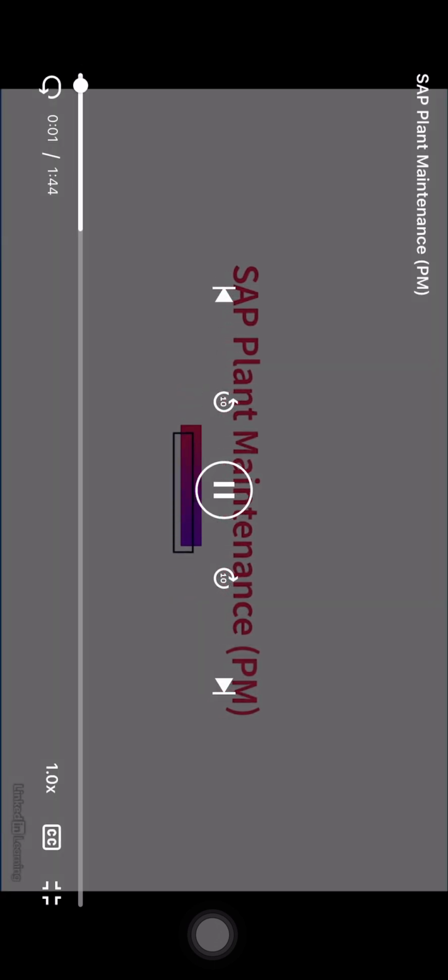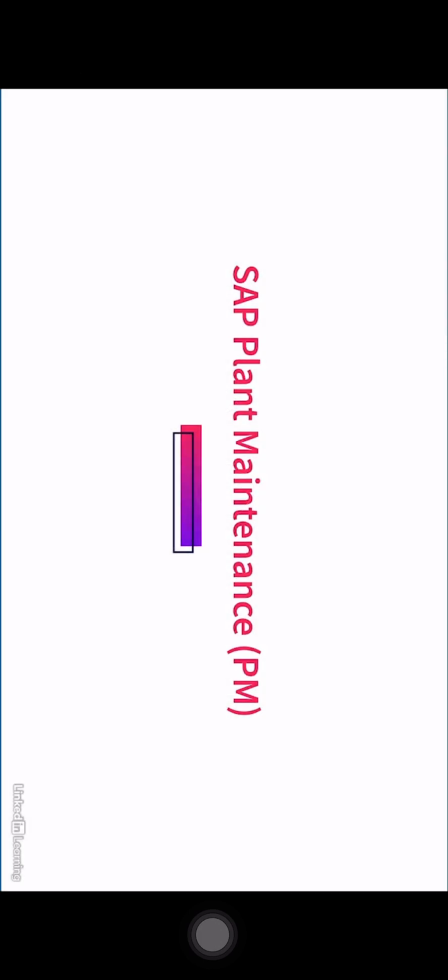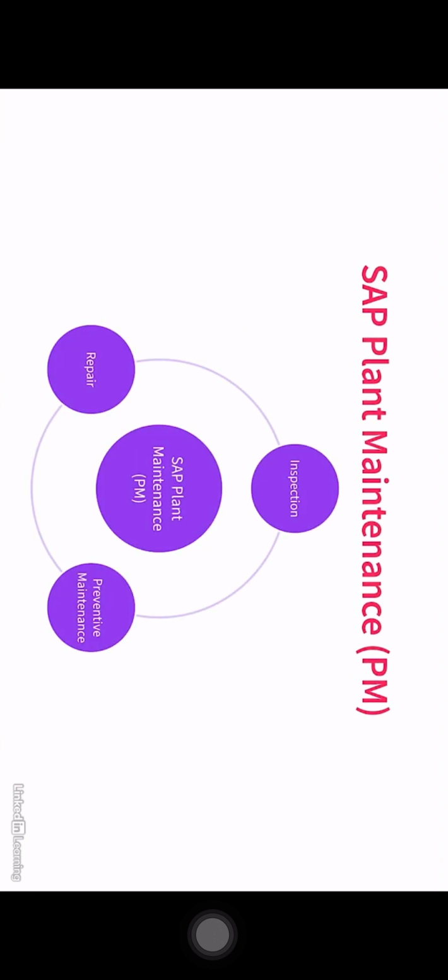The SAP Plant Maintenance, or PM module, functions to keep a plant working at the most efficient and effective level possible. Plant maintenance has three major areas: inspection, preventive maintenance, and repair. First, we'll look at inspection. Inspection measures the actual current condition of a production area.